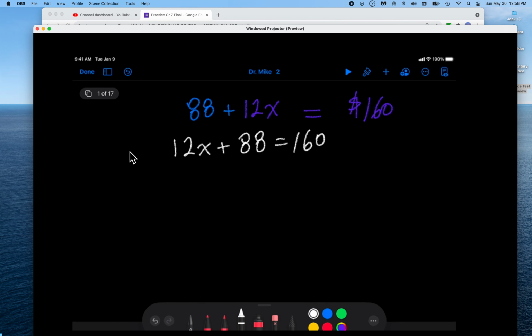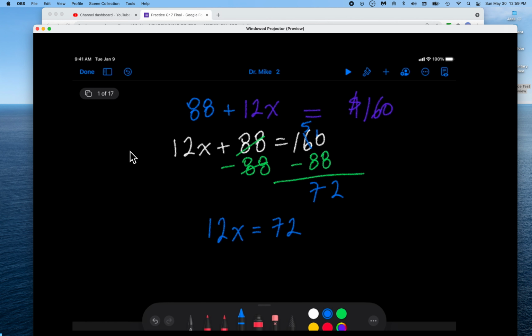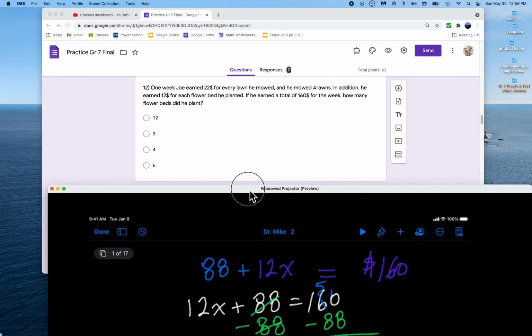We need to get rid of this 88 first. We subtract. That neutralizes it. We have to subtract 88 on the opposite side in order to respect the integrity of that equal sign. You cannot subtract 8 from 0, so we change that to a 5. That becomes a 10. And we end up with 72. 12x equals 72. Now we divide both sides by 12. And we get x equals 6. So that is the number of flower beds that he planted.